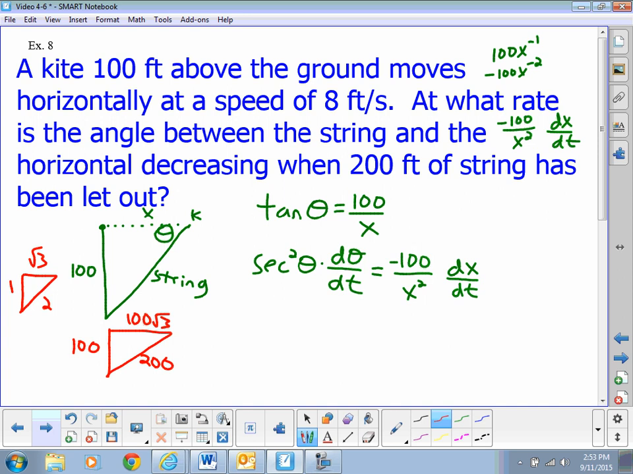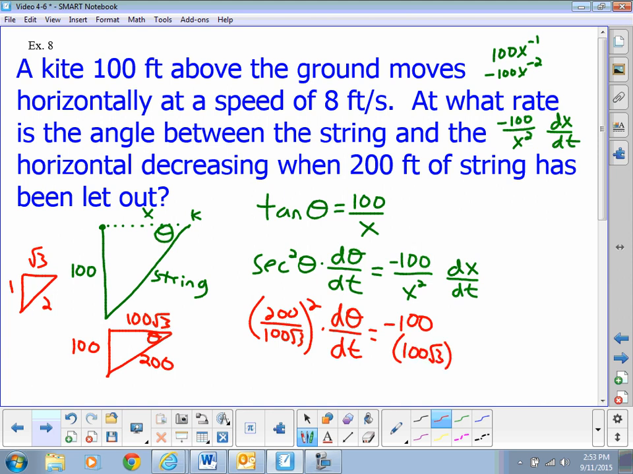So when we do secant of our angle here, secant's the flip of cosine, so we want hypotenuse over adjacent. So we're going to have 200 over 100 square root of 3 squared. We're looking for d theta dt, so we don't know that. Then we've got minus 100. Our x, we said, was 100 square root of 3, and that's being squared. And our dx dt, we said it was moving at 8 feet per second.